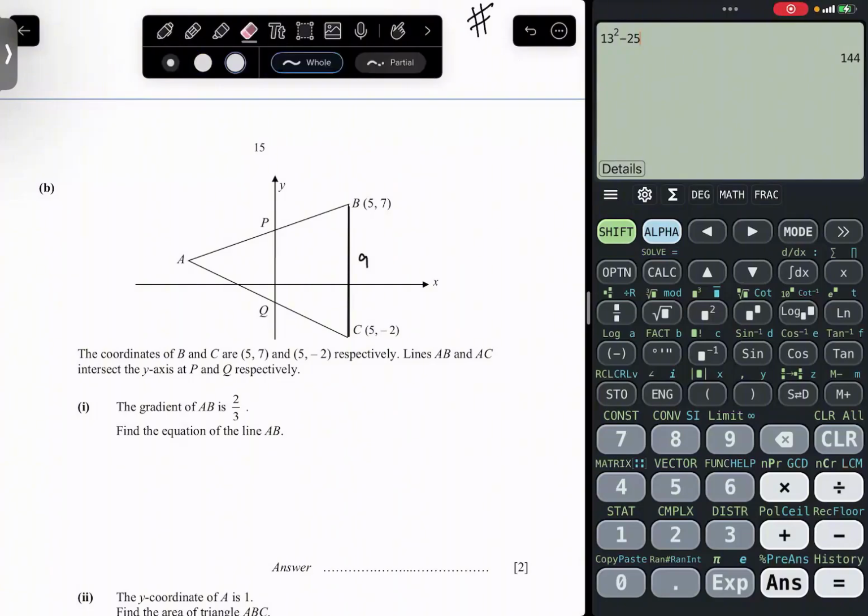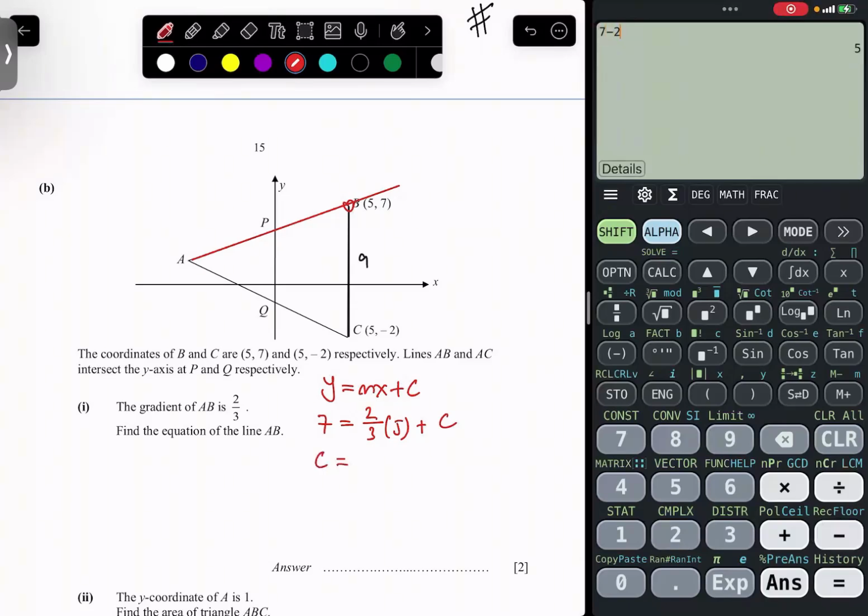So AB has a gradient of 2/3. Now, this one is easy, because we have a pair of coordinates and the gradient. So y equals mx plus c. So 7 equals 2/3 times 5 plus c. Solve for c: 7 minus 2/3 times 5, so that would be 11 over 3. Therefore the equation is y equals 2/3 x plus 11 over 3.